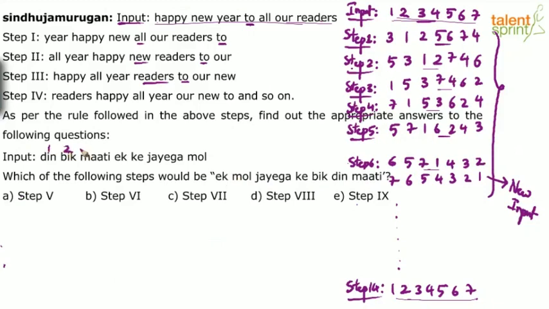Simple. This is 1, 2, 3, 4, 5, 6, 7. Now accordingly find out what is this step, right? Ek is 4, mol is 7, jayega is 6, k is 5, bik is 2, din is 1 and mati is 3. Right? So 1, 2, 3, 4, 5, 6, 7 is the input. He's saying which of the following steps would be 4, 7, 6, 5, 2, 1, 3. Now look at the illustration. Do we have 4, 7, 6, 5, 2, 1, 3 somewhere? No. You see, nothing is starting with 4.